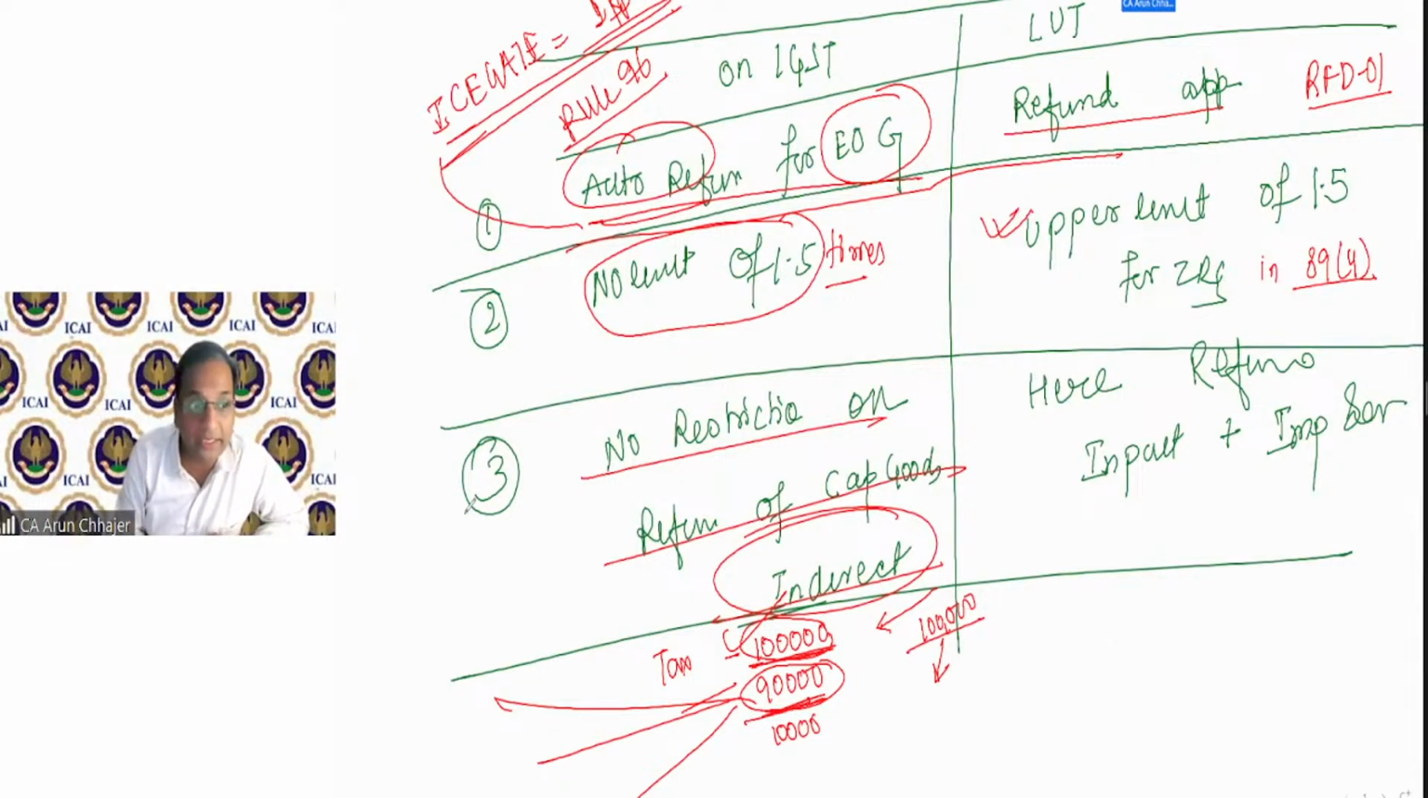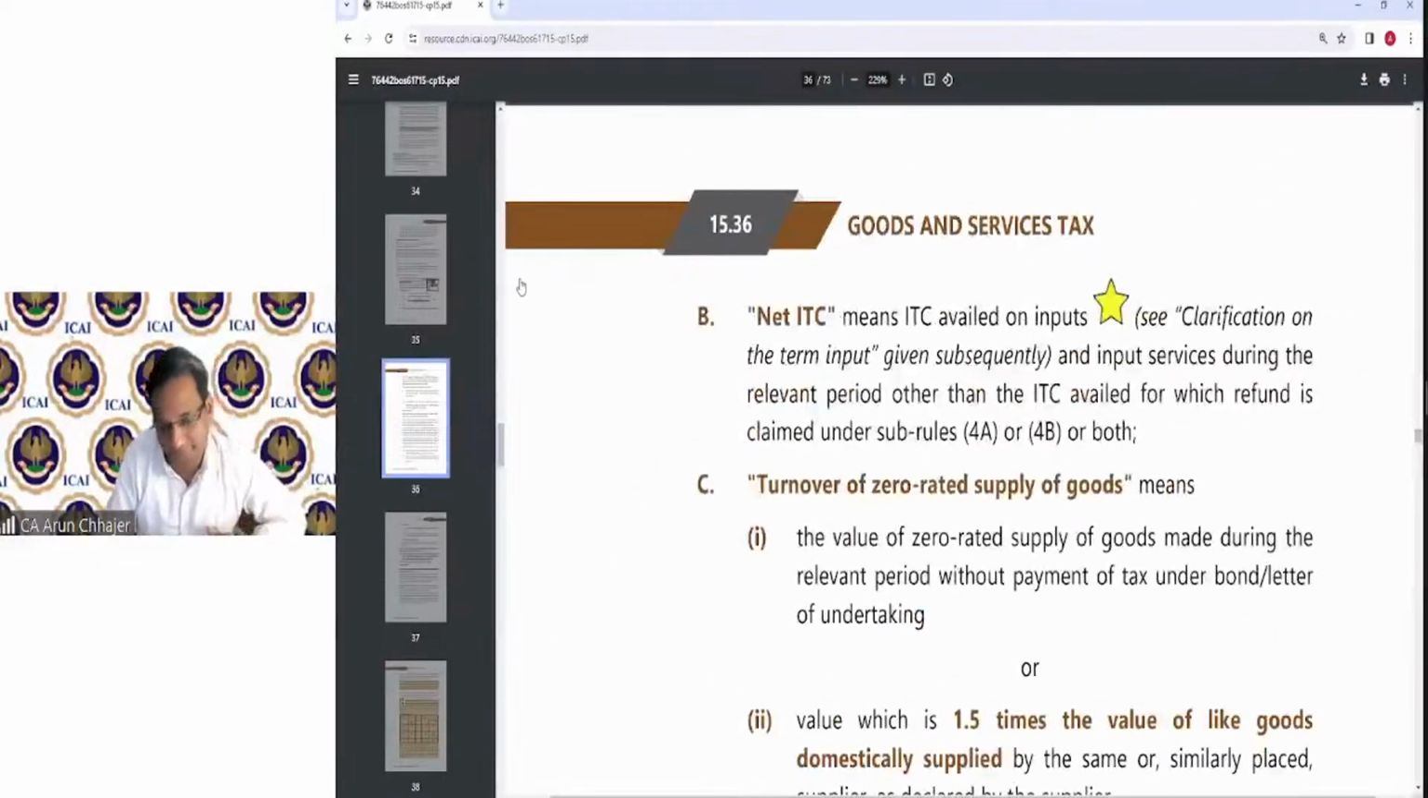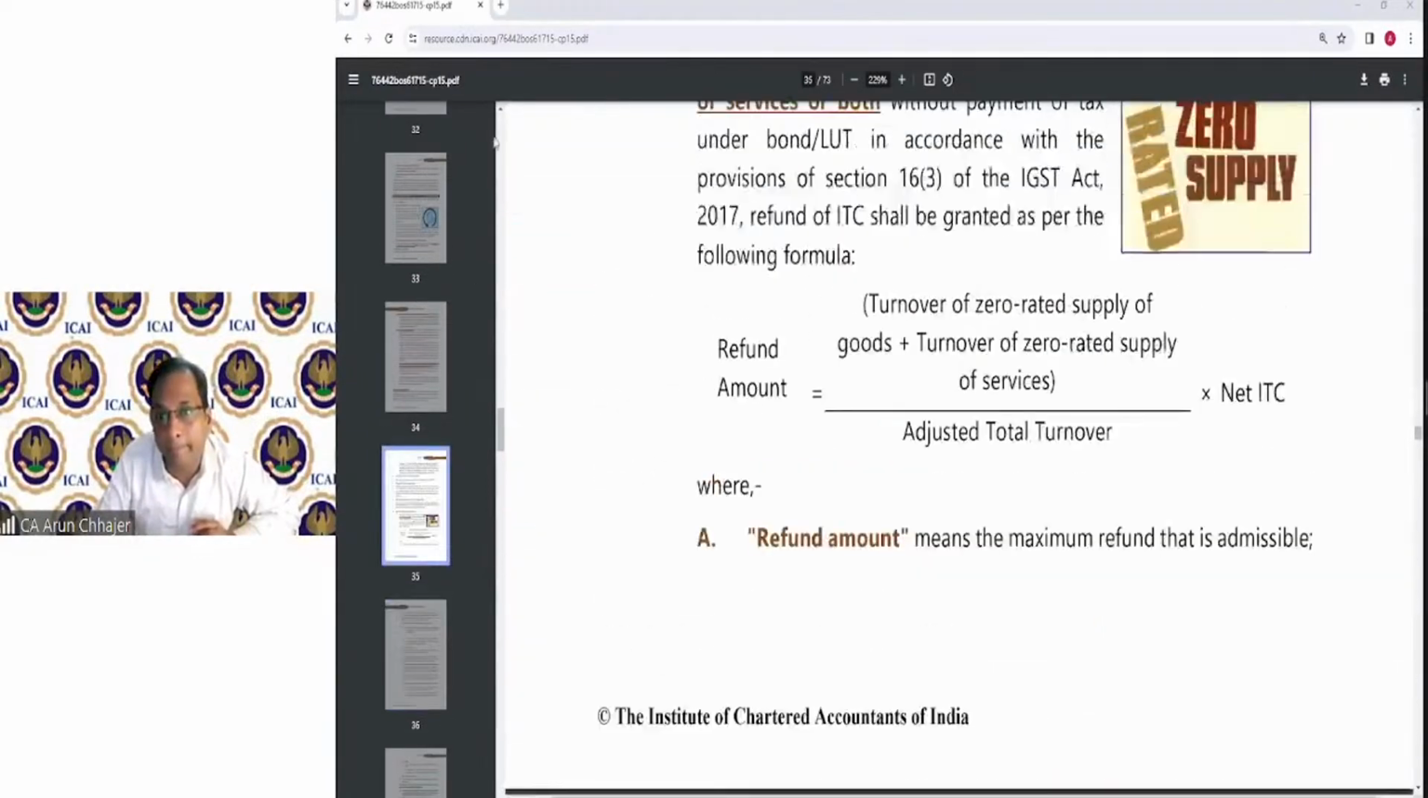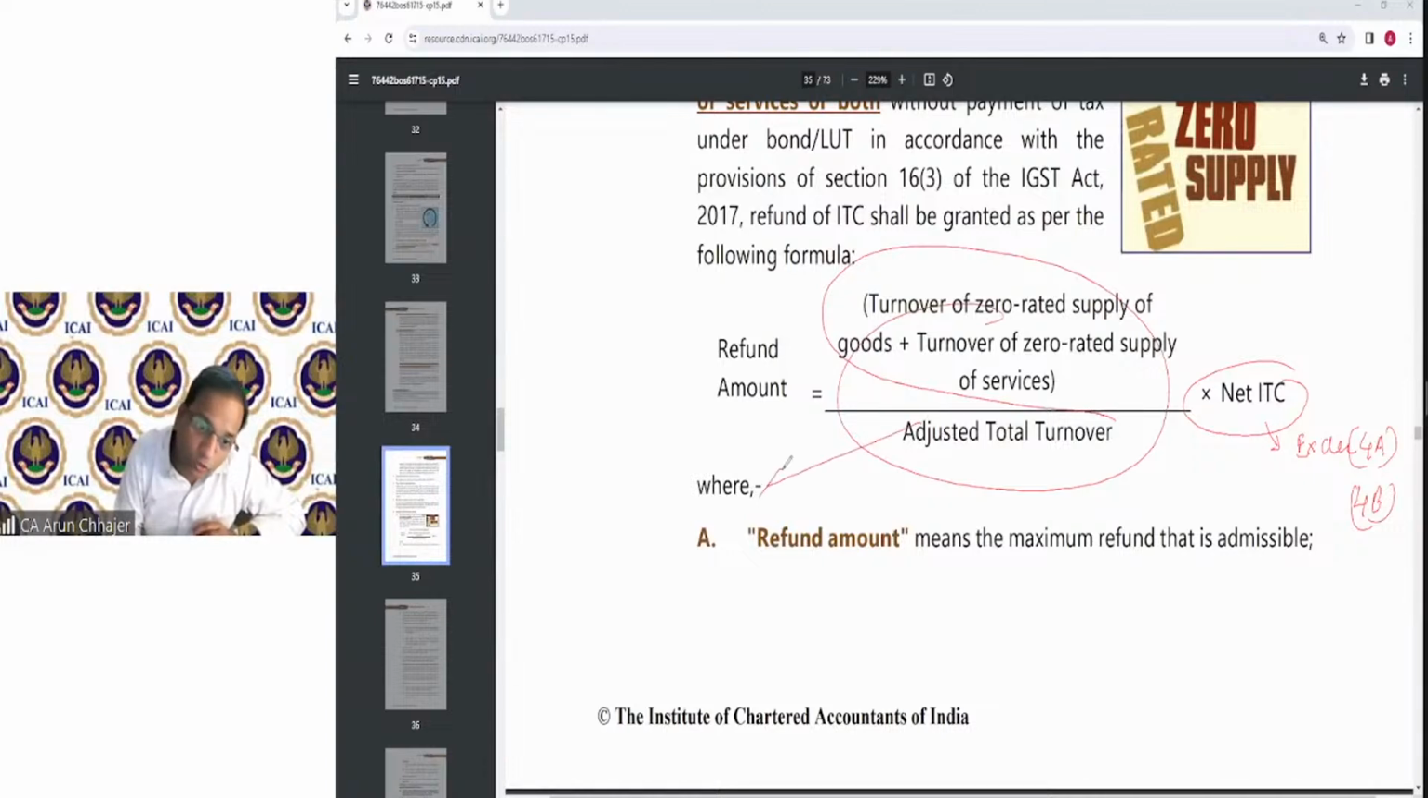ठीक है, तो अभी वापस रिपीट करते हैं. आज अभी तक हम 1 घंटा हो गया, लेकिन वी हैव नॉट रीच्ड टू द मेन डिस्कशन. अब देखो, यहां पर इसने ना 4A एंड 4B को एक्सक्लूड किया है. इसका पर्पस समझिए. ये फॉर्मूला है, इसमें जो नेट ITC है यहां से भी एक्सक्लूड किया है 89 4A एंड 4B. और जो टर्नओवर है उस टर्नओवर में भी उन्होंने एक्सक्लूड किया है 89 4A एंड 4B.